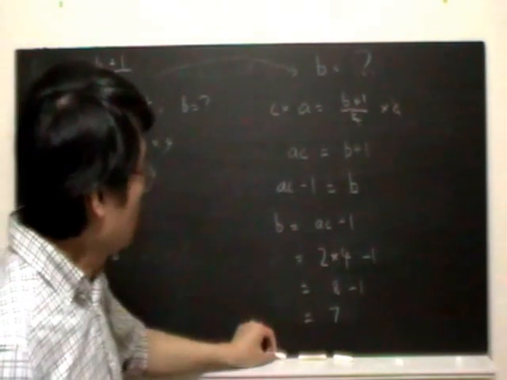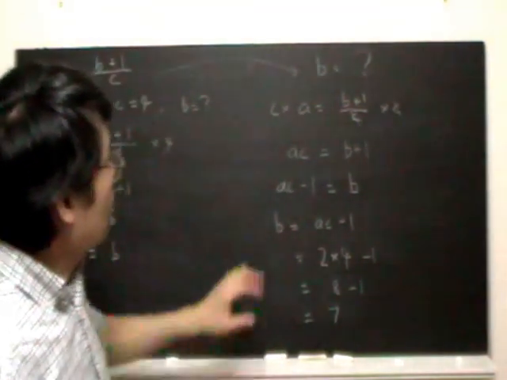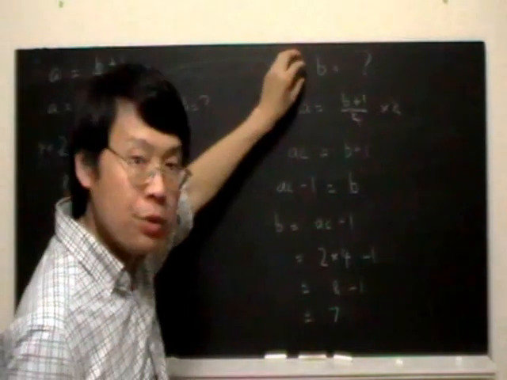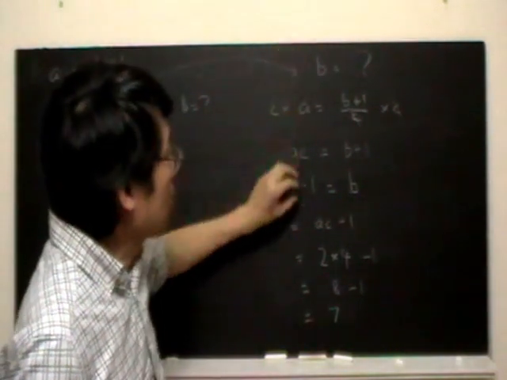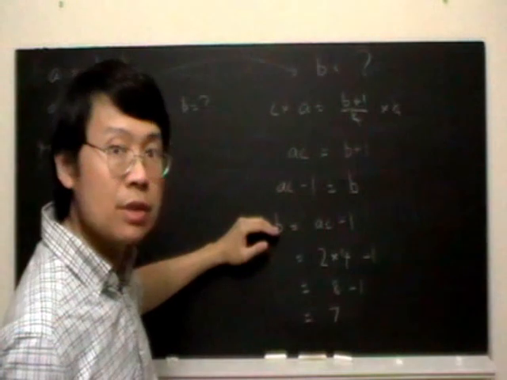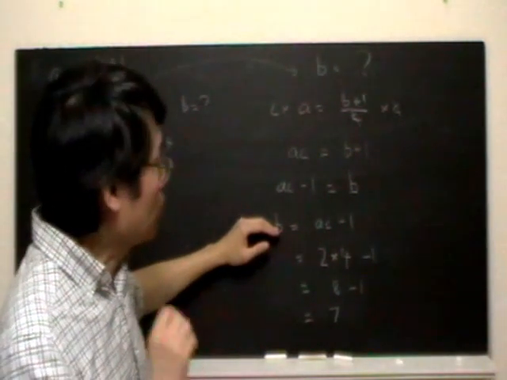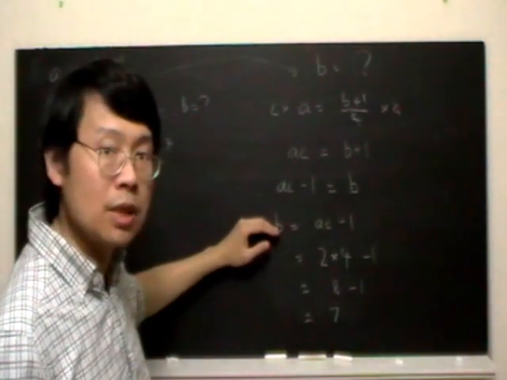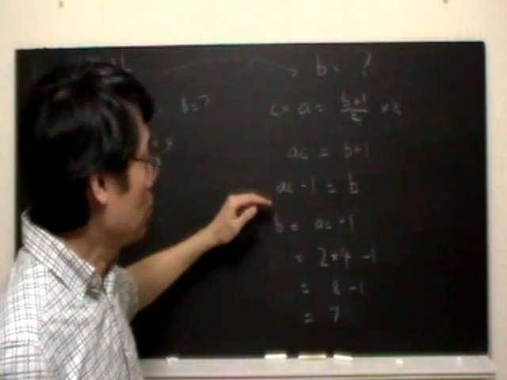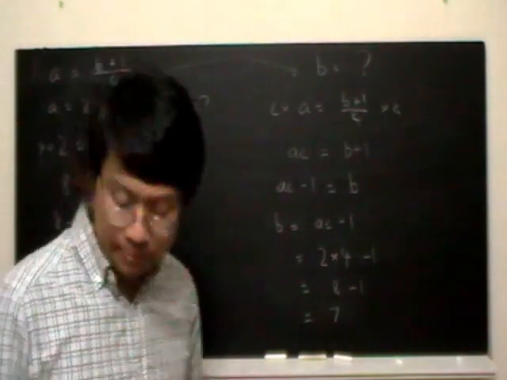So by rearranging the formula to make b the subject, we can save a lot of work next time if we want to find b.